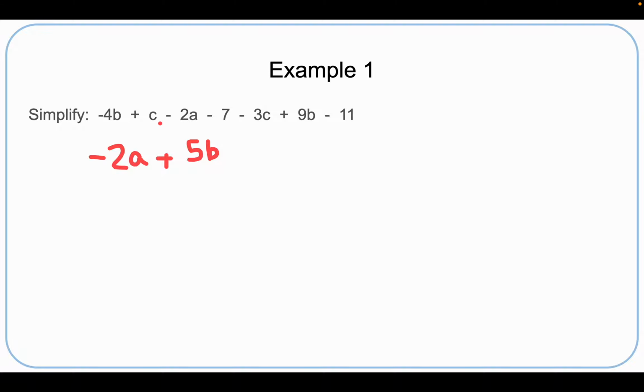Then we have plus c minus 3c. That's going to leave us with negative 2c. And then lastly, we have our constants. So minus 7 minus 11. That simplifies to minus 18. And this is as simple as this expression can get. We started with 7 terms and we're left with 4 terms.